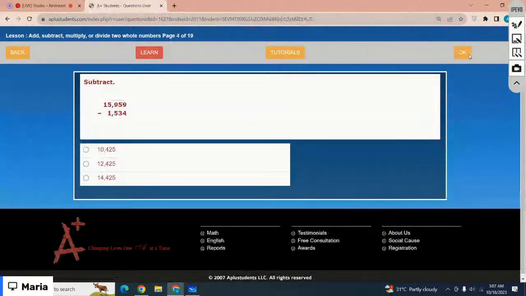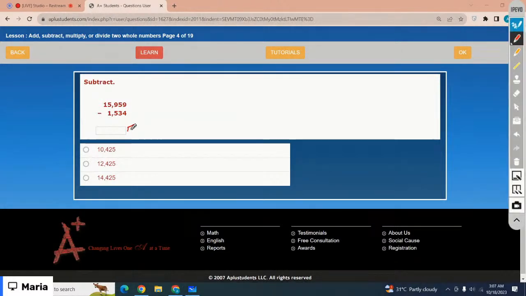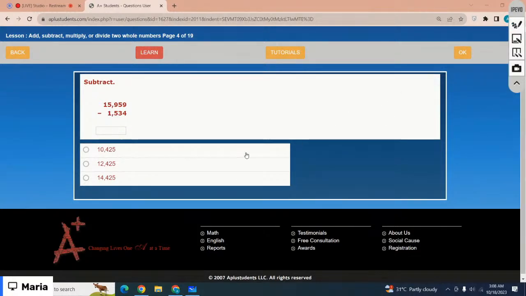Okay, you have to subtract 15,959 minus 1,534. Which is the correct option? 9 take away 4 is 5. 5 take away 3 is 2. 9 take away 5 is 4. 5 take away 1 is 4 and 1. That would be 14,425. The correct option is 14,425. The last option is the correct option.